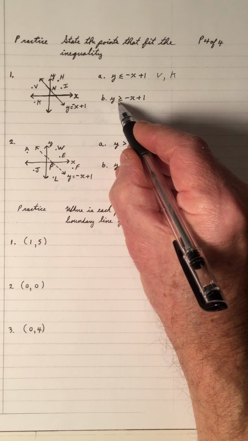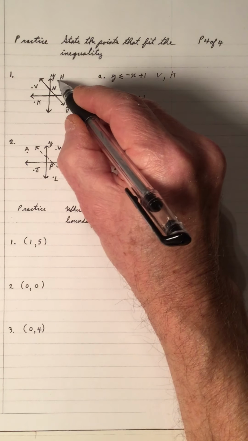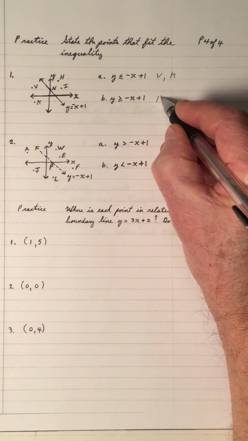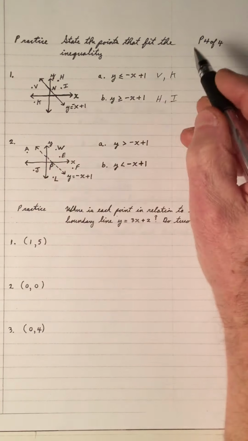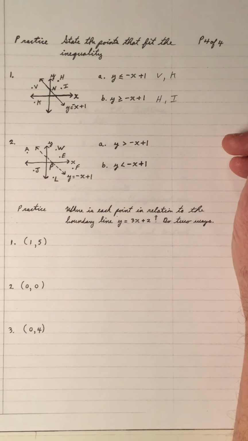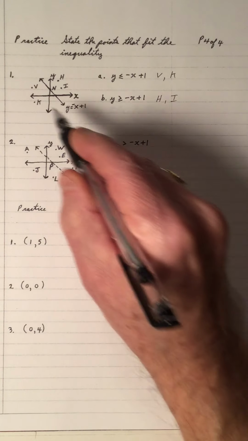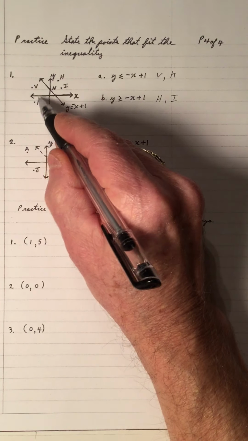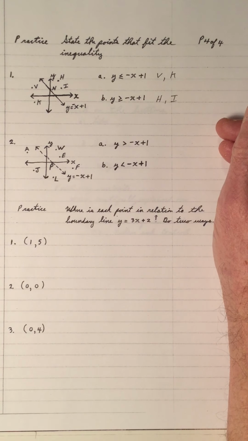And this is a greater than or equal to. Greater than is above the line, so the points are H and I. There's many more points, but I'm just illustrating that these are two that satisfy this inequality. So if you took the coordinates of these points and plugged them in here, it would make it true.